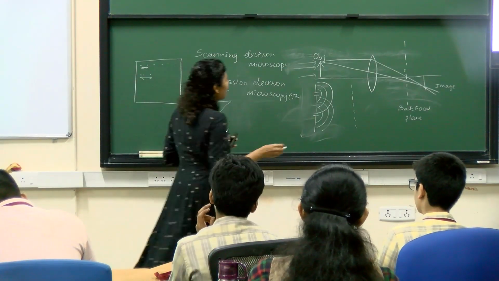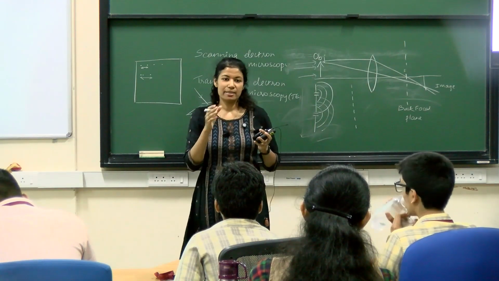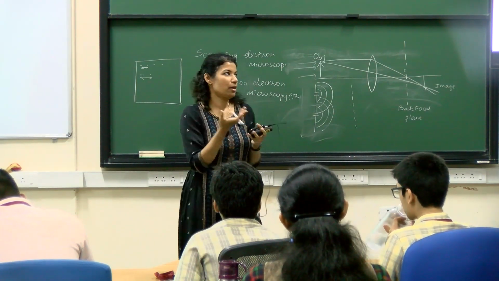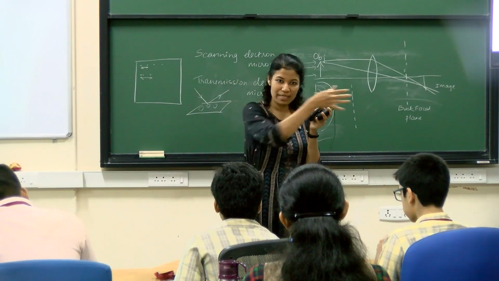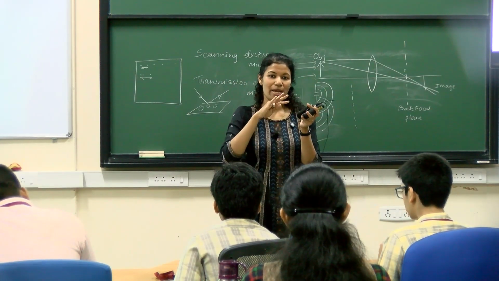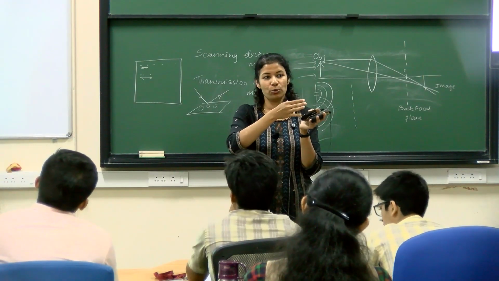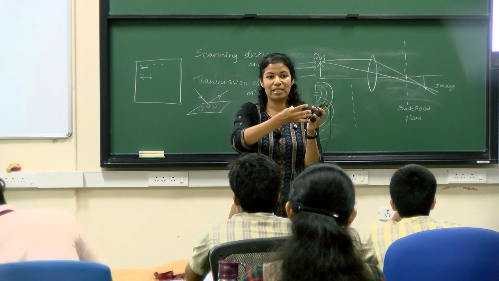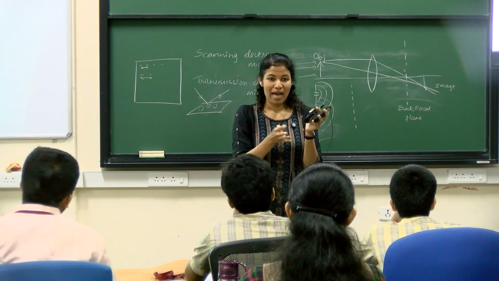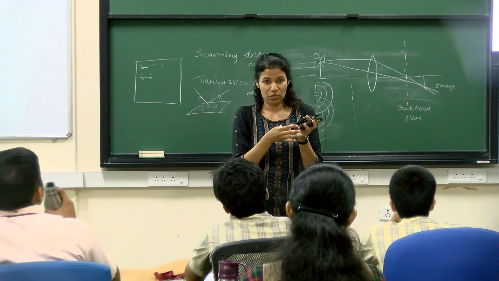Okay, so when light interacts with the object, there are different interactions that happen. You can have light passing through the object. You can have elastic scattering, which means it just changes the path, but not really the energy of the wave. And there is inelastic scattering, where even the energy of your wave is changed.